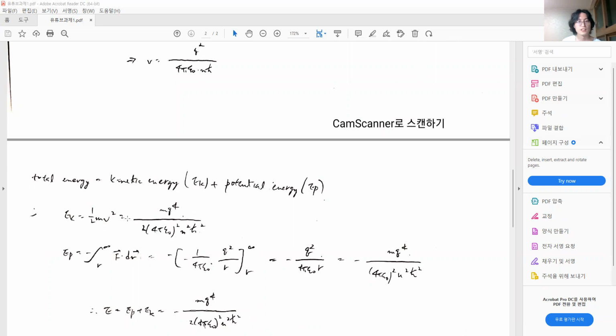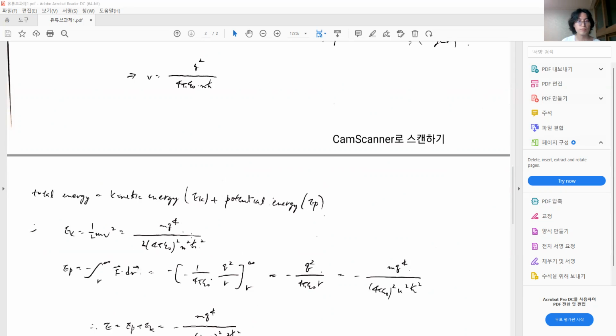This formula can be re-expressed as mq to the fourth over 2 multiplied by 4 pi epsilon 0 square multiplied by n square h bar square.